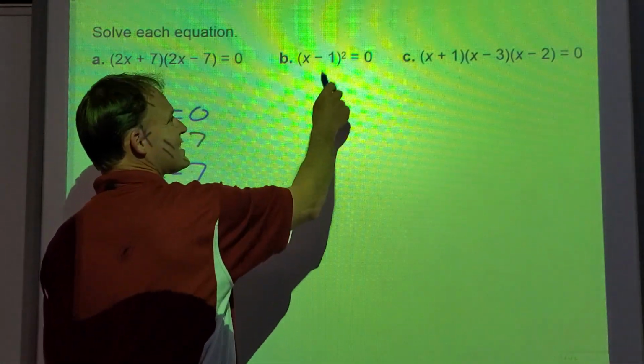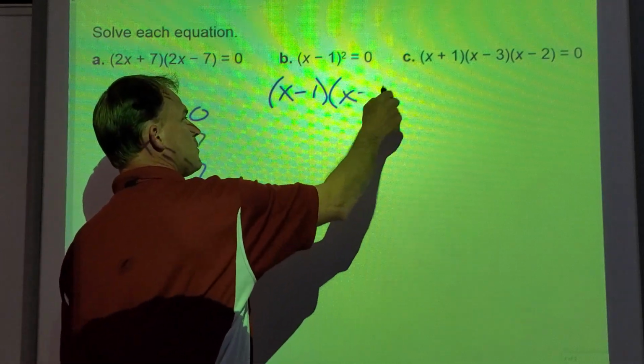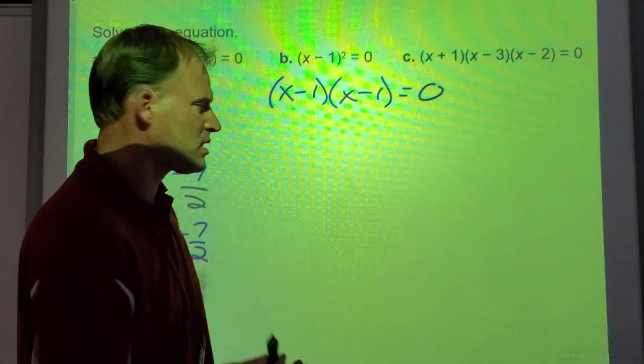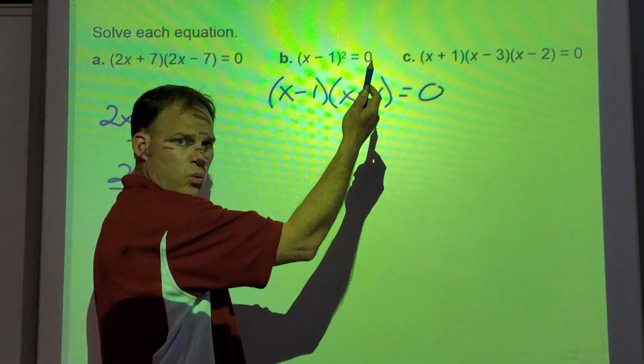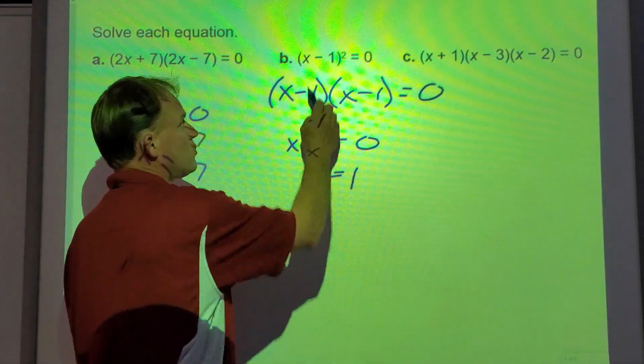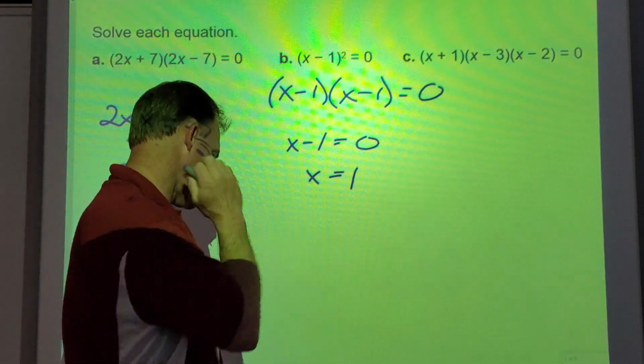If you see this, x minus 1 squared, that's x minus 1 times x minus 1. So it's the same answer. It's going to hit the same spot, so I really only need to do one of them. x minus 1 equals 0, x is 1. So if you see something squared, it's the same answer twice.